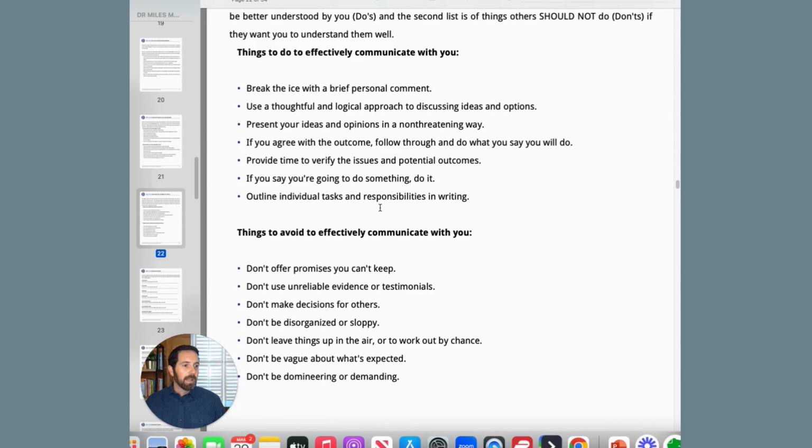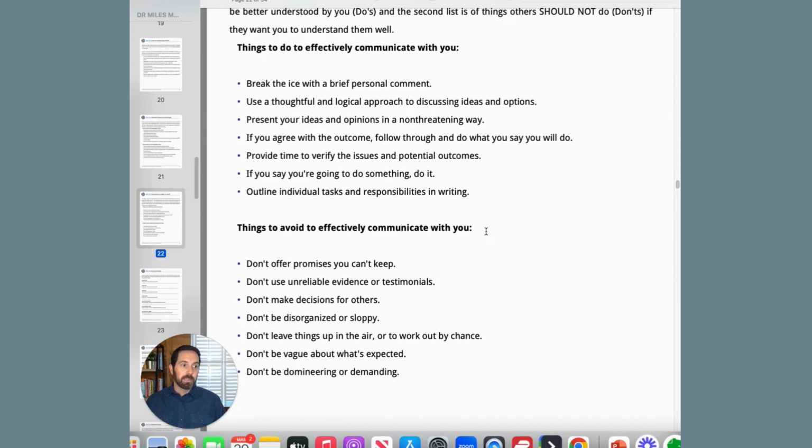And then it also has things to avoid to effectively communicate with you. And these are almost as valuable, if not more valuable. For him, it's don't offer promises you can't keep, or don't make decisions for others. These are the types of things that this person needs.